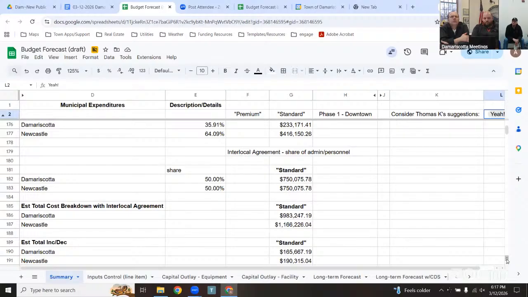And these figures don't take into account the purchase of the land and the buildings? Yes, it does. Just let Thomas finish his thoughts here real quick, folks.